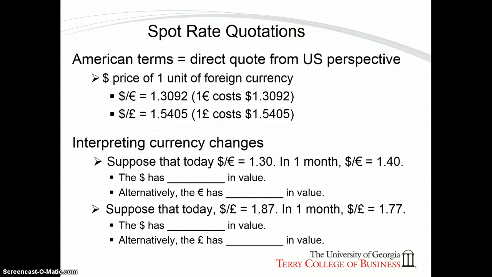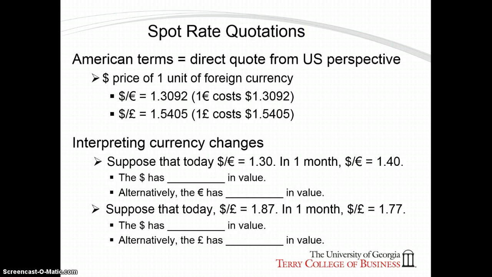Well, the new spot rate of $1.40 per euro means that the dollar has decreased in value, or we would say that the dollar has depreciated relative to the euro. This is because it now takes more dollars to buy a euro. At the same time, the euro has increased in value because 1 euro now buys more dollars. So the euro has appreciated relative to the dollar.